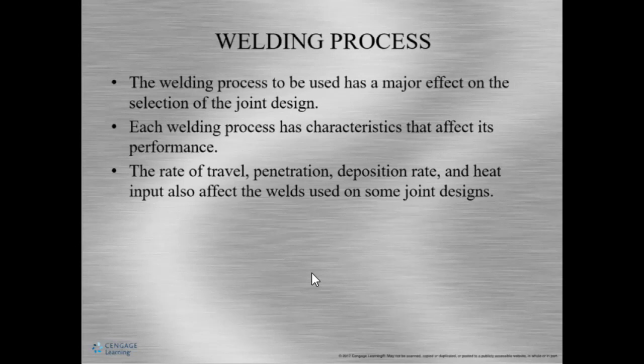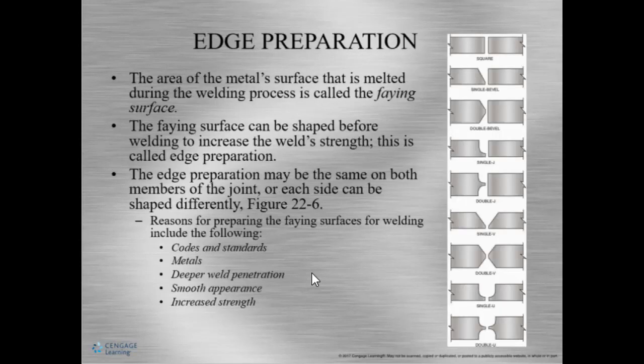Welding processes can affect the performance of the joint. Travel speed, penetration, deposition rate, and heat input will also affect the decision for your joint design and the proper welding process. Part of that, though, is edge preparation. Edge preparation is a term for how the material is being prepared for a weld. A faying surface, okay, is the surface that's going to be melted during the welding process.